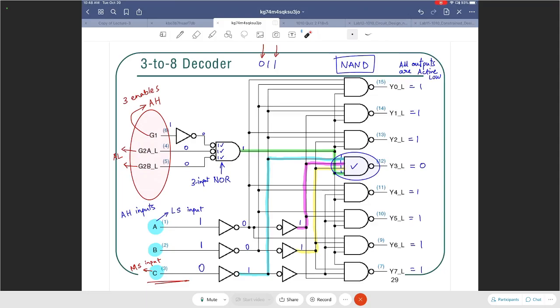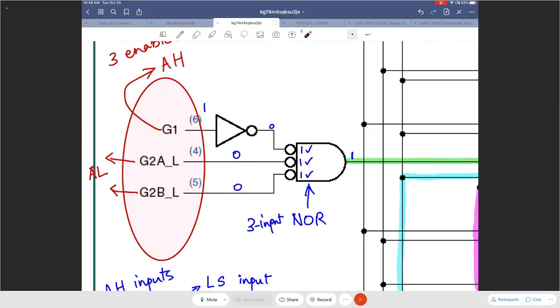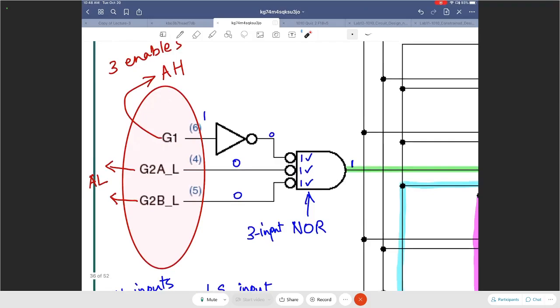Let's see, there's a question on the chat box. Can you go over when the enable is turned on? Yeah, so enable, it is turned on. There are 3 enables. One is active high, the other 2 are active low. So if I want the decoder to be enabled, I need to make G1 1 and the active low enables low, 0 0. So that's when the output of this 3 input NOR gate would be a 1 only in that particular case.